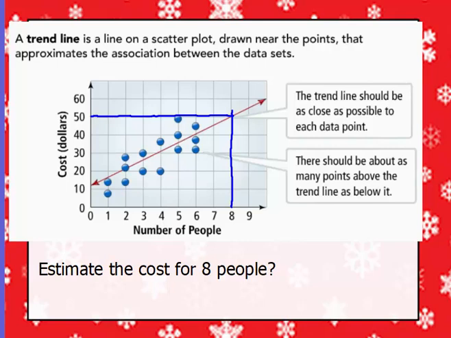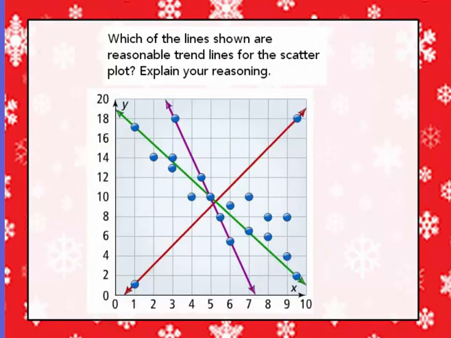In this next slide, could you pick the best trend line for this particular data? It says, which of the lines shown are reasonable trend lines for the scatter plot? So we look at this data. Now this data is generally going downhill. So could this line right here be a good one? No, it couldn't, because it hits these 2 points and it doesn't track the general trend of the data. So no, that one couldn't do it.